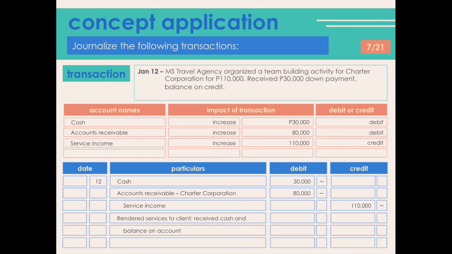So we debit cash and accounts receivable for the respective amounts. Then, since the company provided services in exchange, we credit service income for 110,000 pesos. Again, we also include a brief description of the transaction, including the terms. In this case, received cash with balance on account.